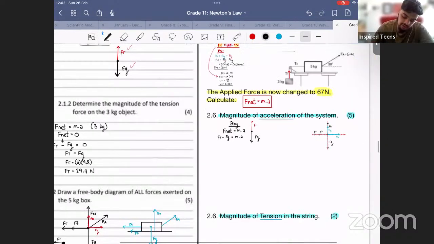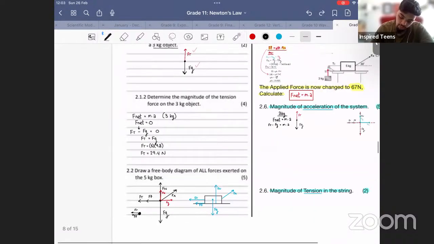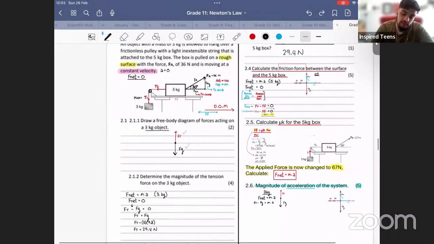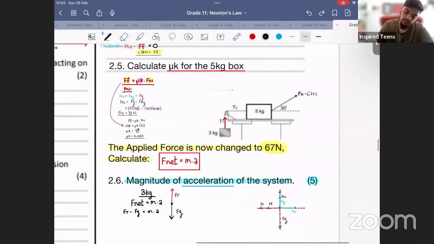Now tell me, Ft, can I use the same tension that I calculated in the previous question? I calculated the tension for the object as 29,4 in the previous question when it was at a constant velocity. Can I use that same tension in this question, now that it's not moving at a constant velocity? Well, the applied force is 67 newtons. Okay, the answer is no.